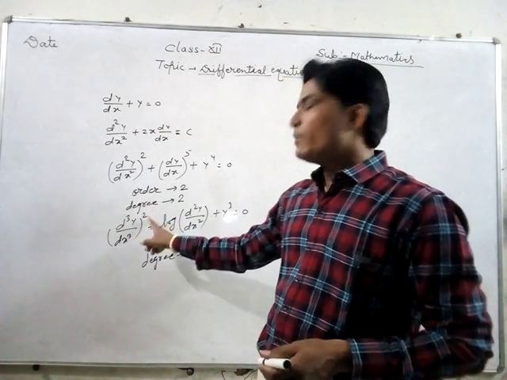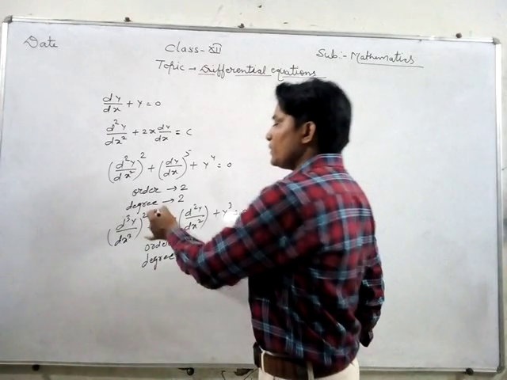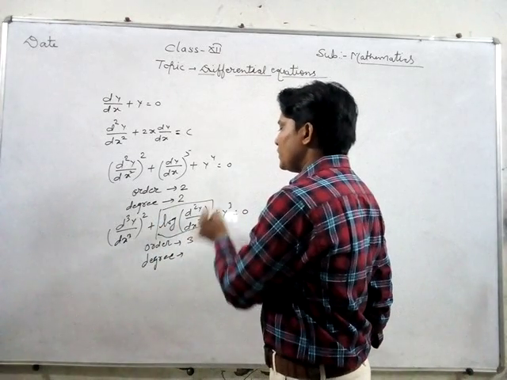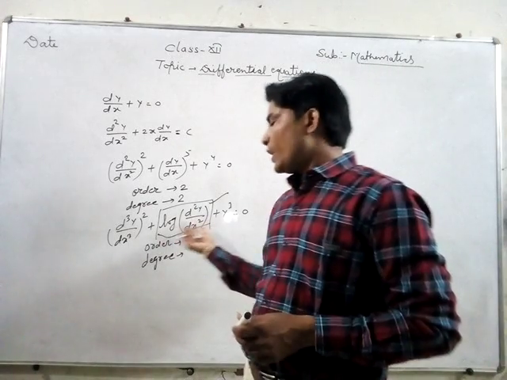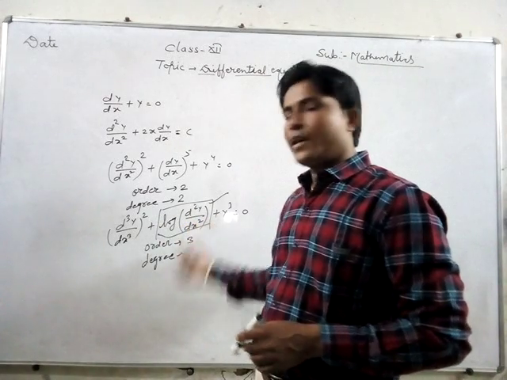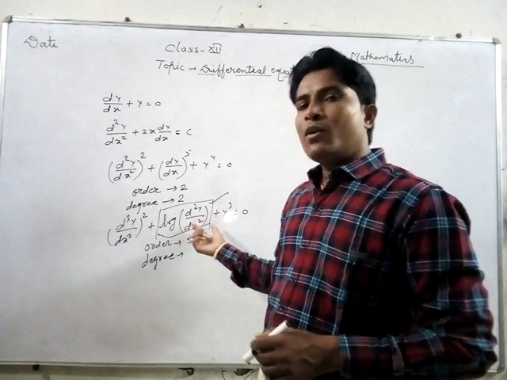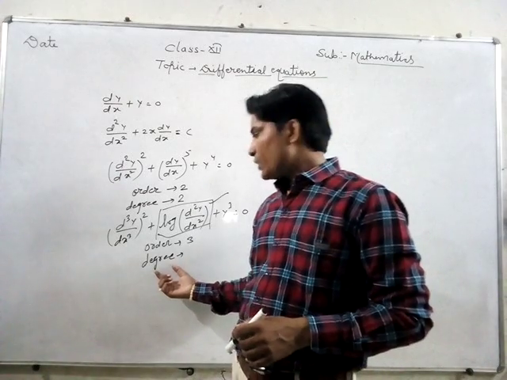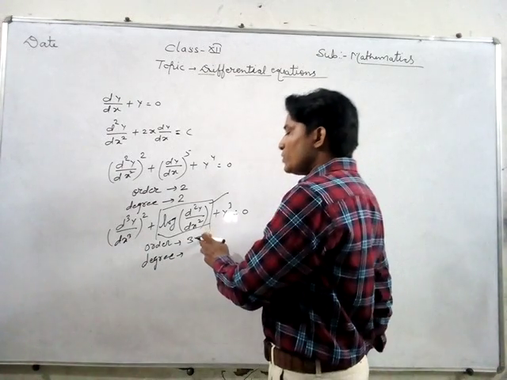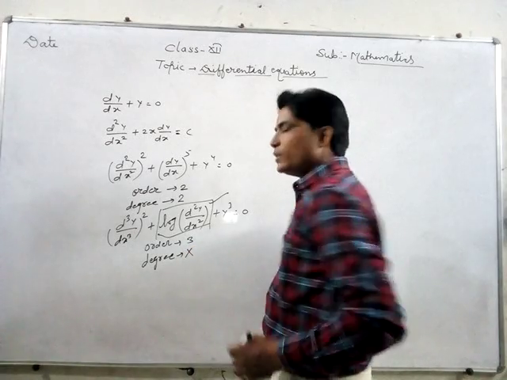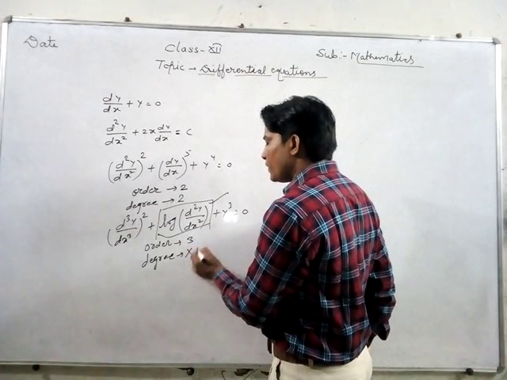The maximum power is 2, but because the derivative is inside a logarithm, we cannot define the degree. Okay, we cannot define the degree. So here the order is 3, but the degree is not defined. Okay, it is called not defined.